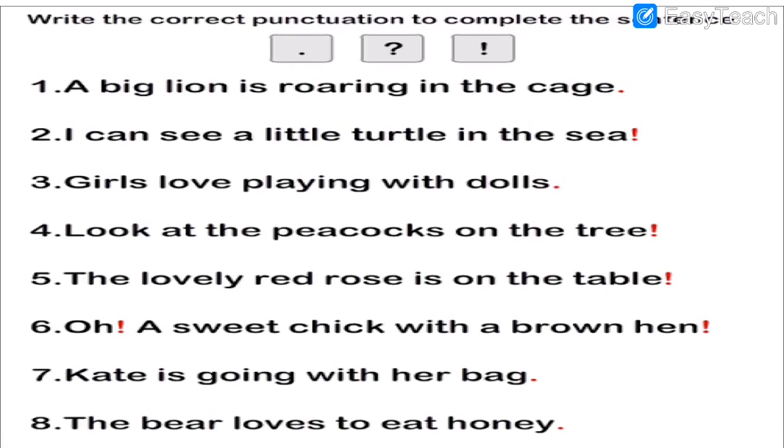So these are the three punctuation marks: full stop, question mark, exclamation mark, and we have to use this in this worksheet.